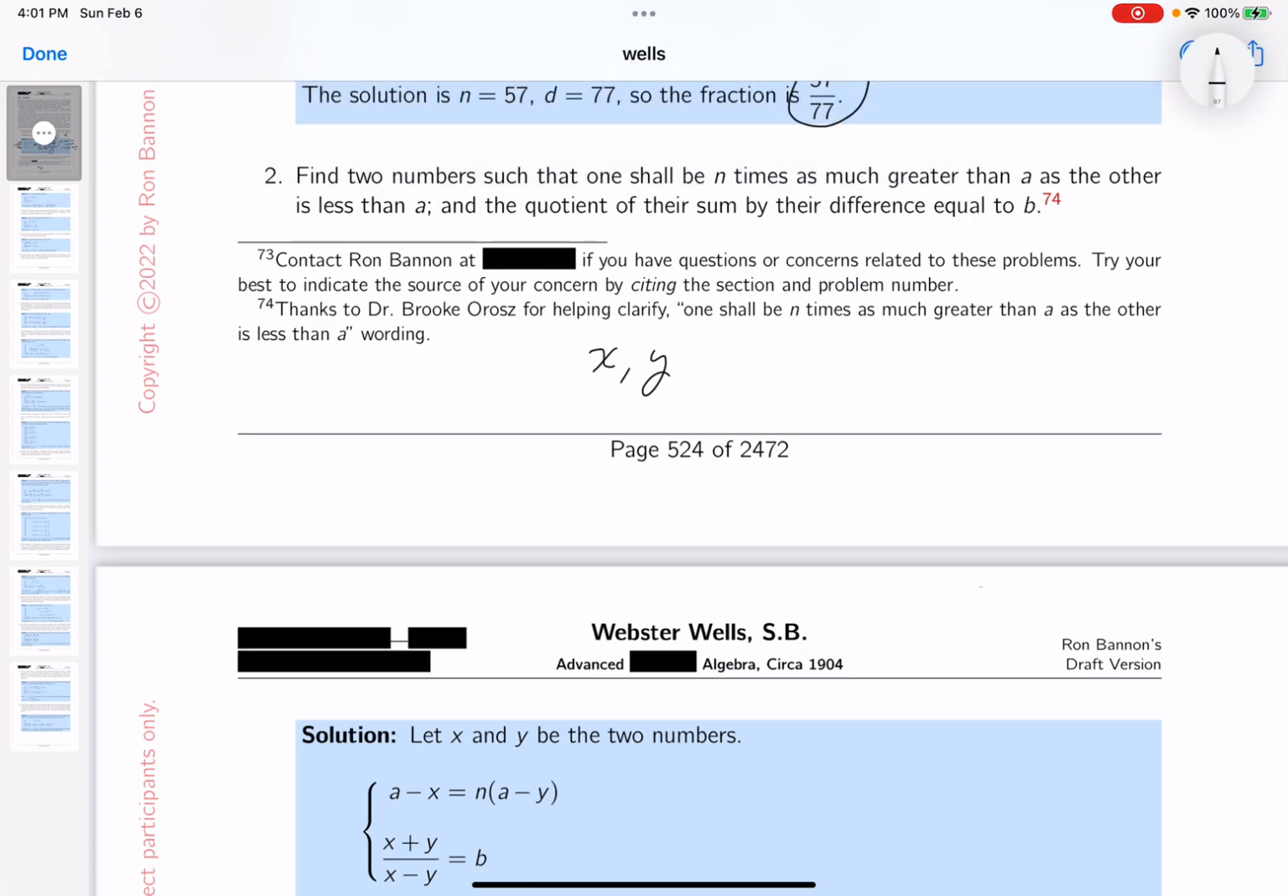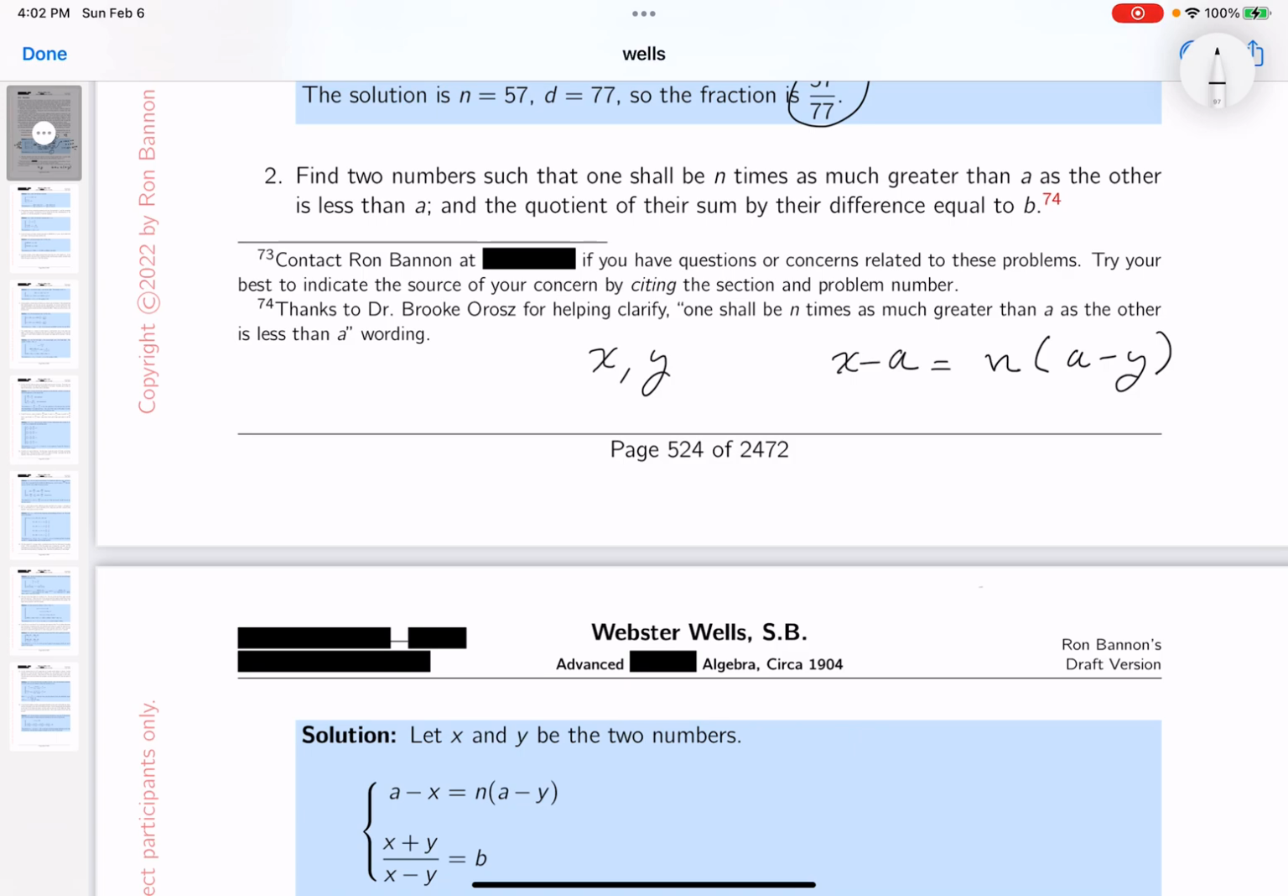And it's a little confusing. I'm a little confused by it sometimes too when I'm reading old textbooks, and I have a tough time with the language sometimes. So find two numbers such that one shall be n times as much greater than a, let me think, as the other is less than a. I got that down, I think.